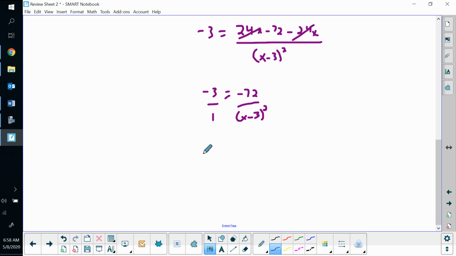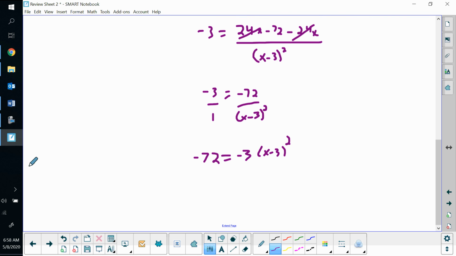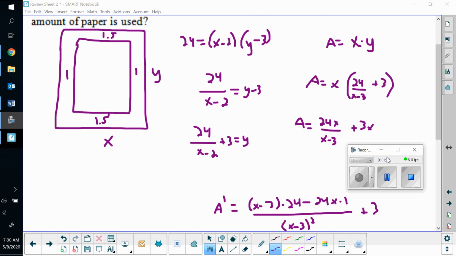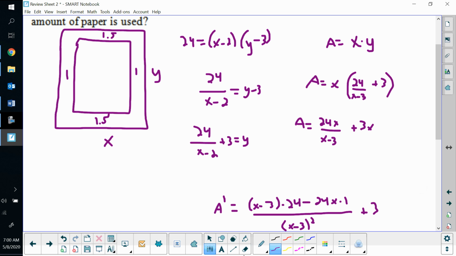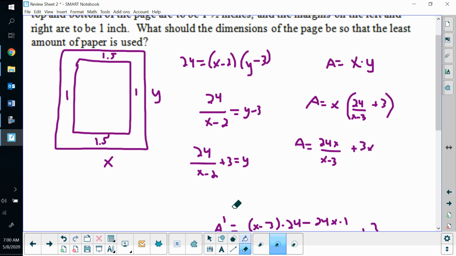We can put the negative 3 over 1 and cross multiply. And I'm just going to leave the negative 3 out front because we'll divide that over in a second. When we divide the negative 3 over, okay, something I knew didn't look right because this isn't going to eventually be a perfect square. I miswrote something. Some of you may have caught it.